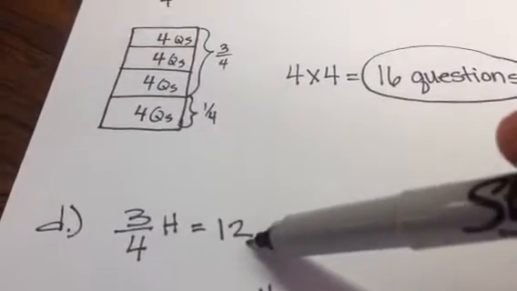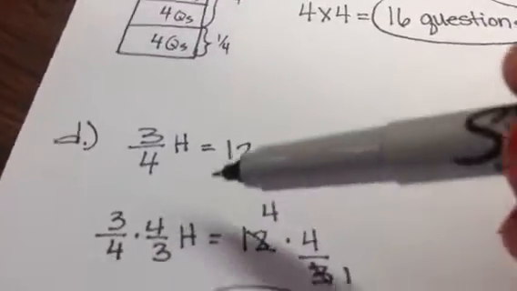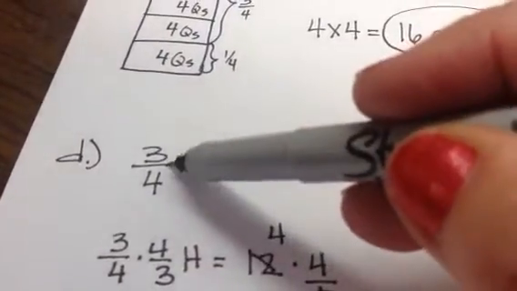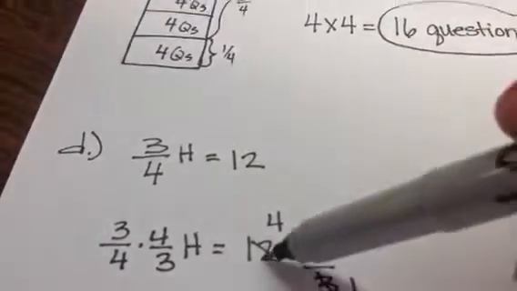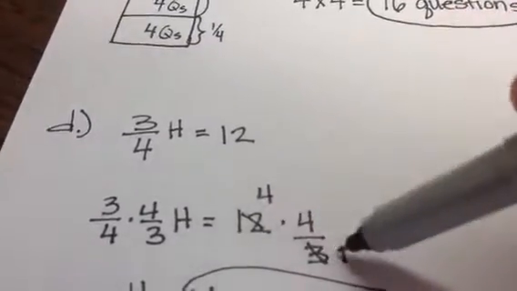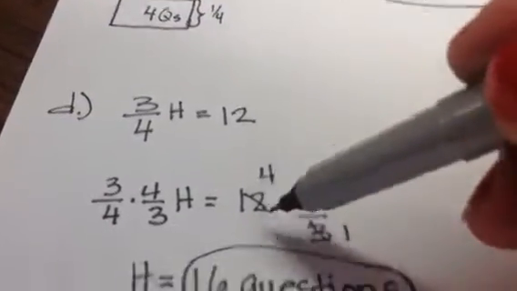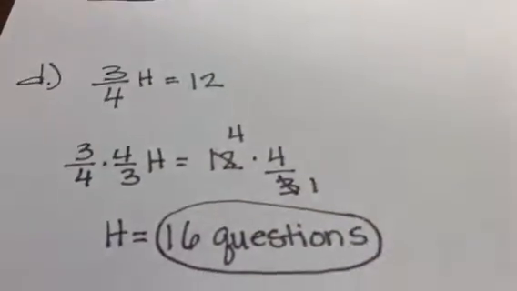So I'm going to multiply by the reciprocal, and I'm going to isolate my h, just like we did in Investigation 7. So the reciprocal of 3/4 is 4/3. That isolates my h, but I have to do it over here. So 12 times 4/3. Can I cross cancel? Yes. So what do I get? In 1 hour, he will be able to do 16 questions.